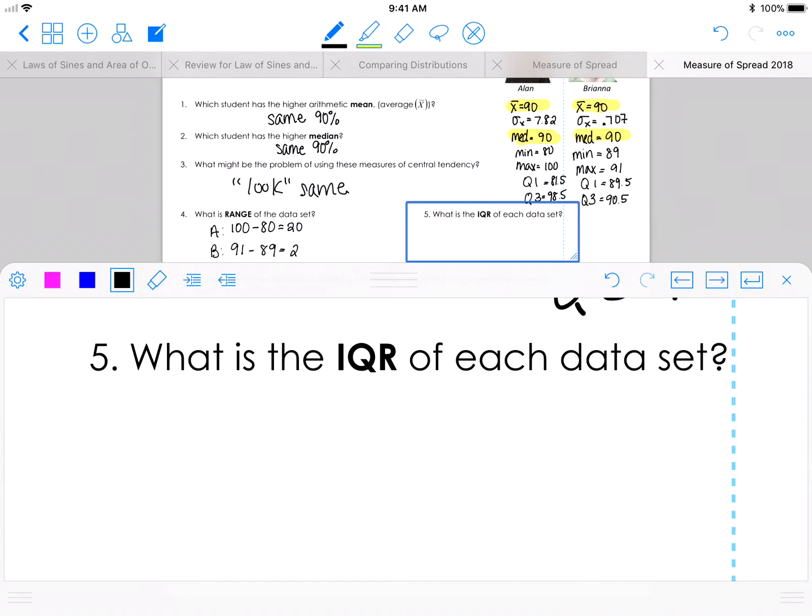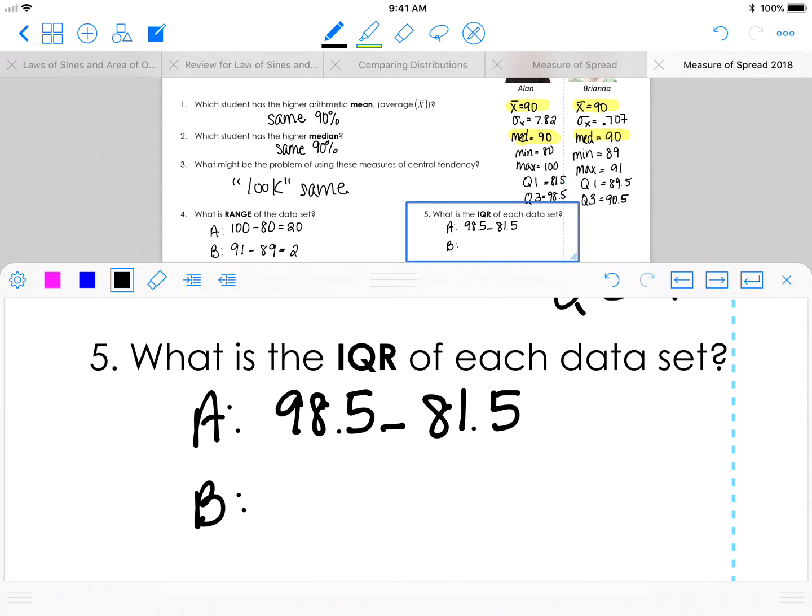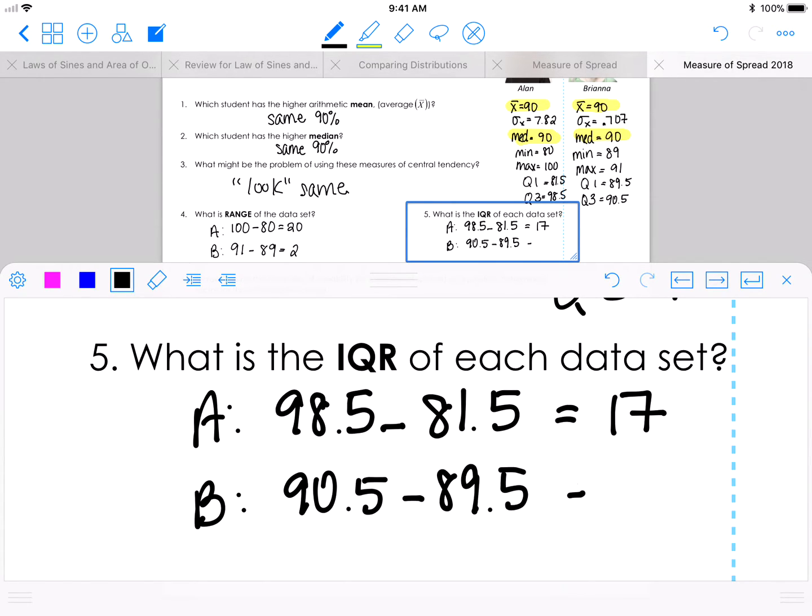All right, let's look at the IQR of each data. Remember, IQR, you're measuring your Q3, which for Alan is 89.5, minus your Q1, which is 81.5. I don't have a calculator with me, but hopefully my numbers are correct, and that's 17. Whereas for Brianna, her Q3 is 90.5 minus 89.5, so that's a difference of 1. Again, Brianna has a smaller variance here.